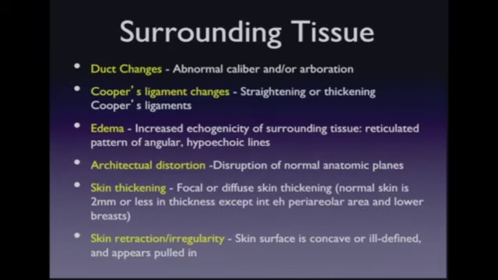Are they straightened or thickened? Edema, which is increased echogenicity of the surrounding tissue, a reticulated pattern of angular hypoechoic lines. Architectural distortion, where there's disruption of the normal anatomical planes. Skin thickening, where there's focal or diffuse skin thickening. Normal skin is approximately 2 millimeters or less in thickness, except in the periareolar and the lower portions of the breast. We also want to look for skin retraction or irregularity, and this is where the skin surface is concave or ill-defined with an appearance that's pulled in.